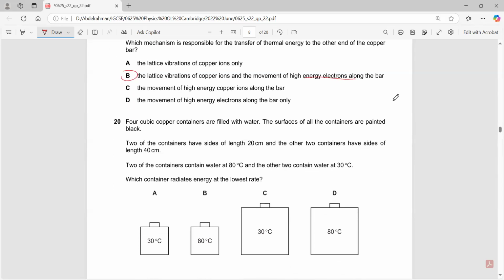Question 24. Cubic copper containers are filled with water. The surfaces of all of the containers are painted black. Two of the containers have sides of 20 and two have sides of 40. Which container radiates at the lowest rate? To decrease the rate of emission, you need to decrease the temperature and you need to decrease the surface area.